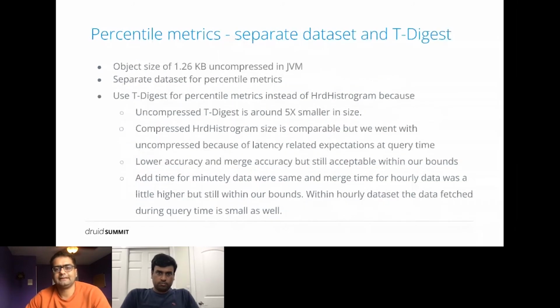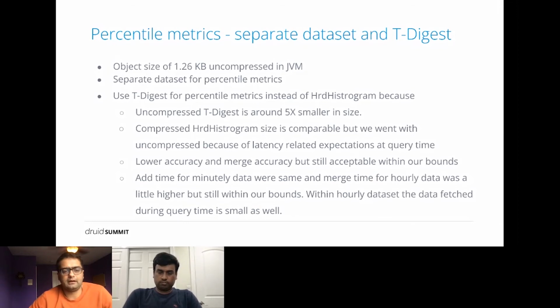The last thing I want to discuss is the percentile metrics. We are ingesting percentile metrics in our systems also. The size of an uncompressed percentile metric in the JVM is around 1.26 KB. Since the size of a percentile metric is much higher compared to the actual metric, which is usually a long or a double, we are using a separate data set for percentile metrics.